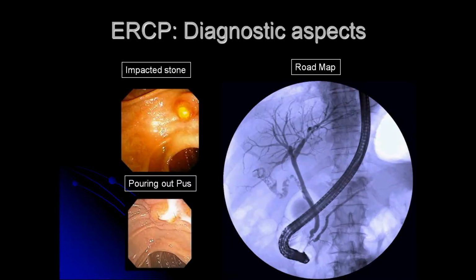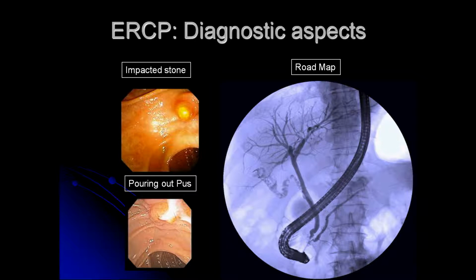We should be able to selectively enter the bile duct and do the necessary therapeutic procedure. Next slide. So ERCP is an endoscopic evaluation of the upper GI tree and a radiological evaluation of the bile and pancreatic tree. And as you can see in this picture, sometimes you may be able to notice an impacted stone at the ampulla itself or pus pouring out in a case of cholangitis.